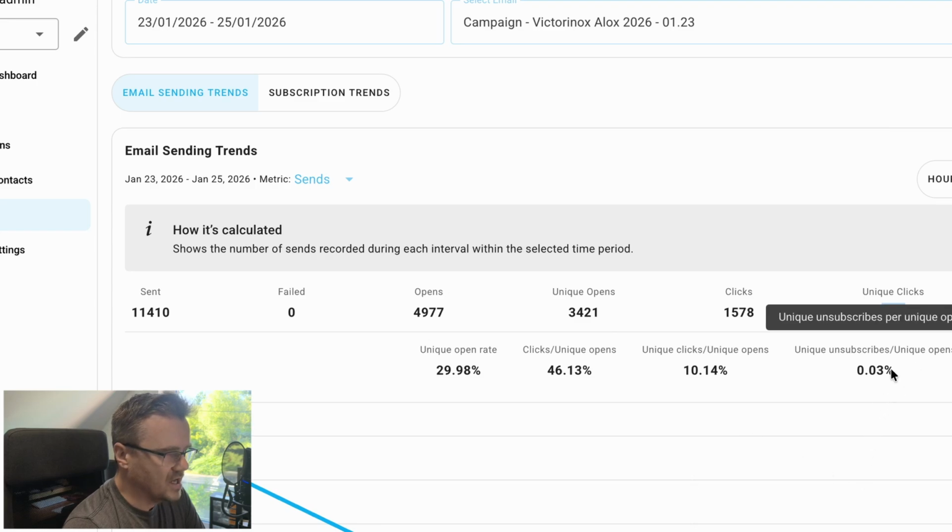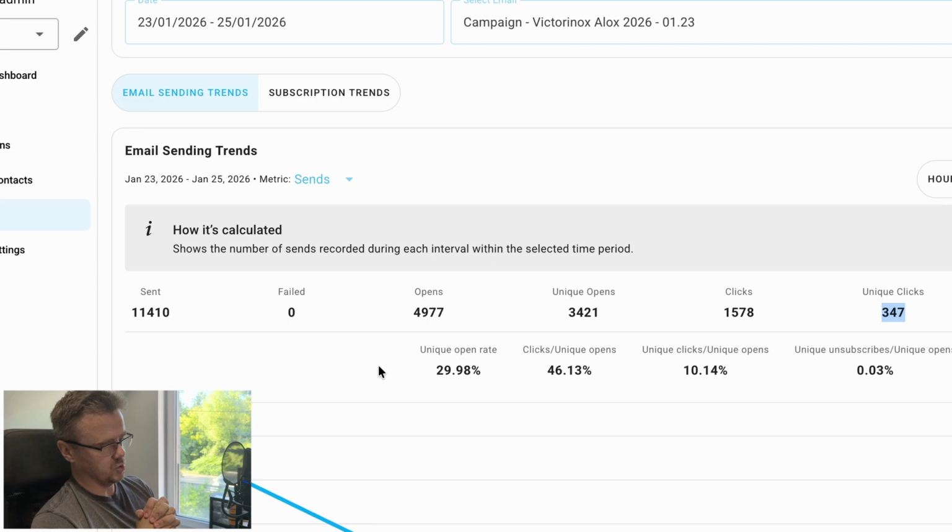And we also have unique unsubscribed / unique opens. So how many people actually unsubscribed from those who opened this email. That's also an interesting metric in my opinion, because that shows how much you annoy people, and so how many people don't want to hear from you anymore. Okay, that's pretty cool. So let's take a look at the metrics.